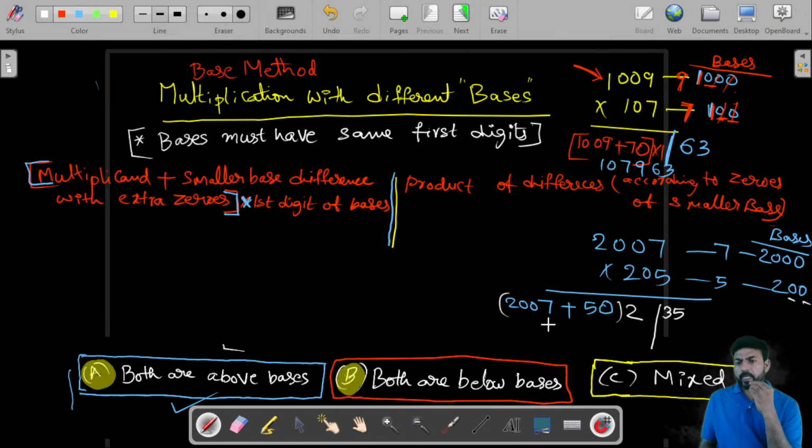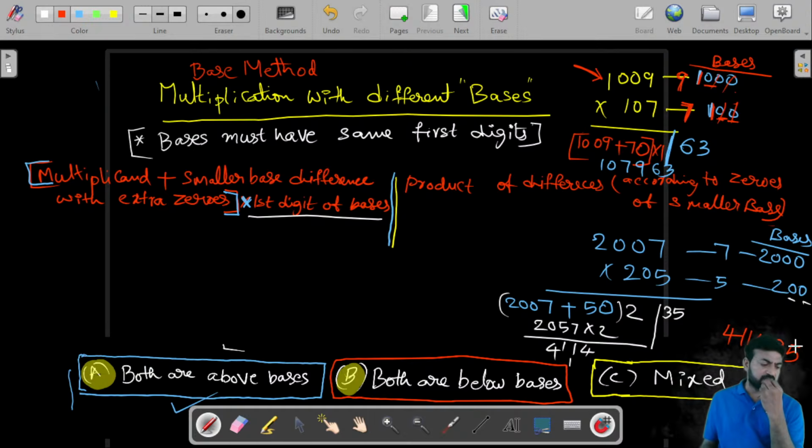So 2007 plus 50, 2057 into 2. Remember, you should not forget this first digit of base into first digit of base. So 2 7s are 14, 4 here, 1 carry over, 2 5s are 10 plus 1 is 11, 2 0 0 fine, 2 2s are 4. So 4 1 1 4 3 5 is the answer. Four double 1 4 3 5. You can check your answer.